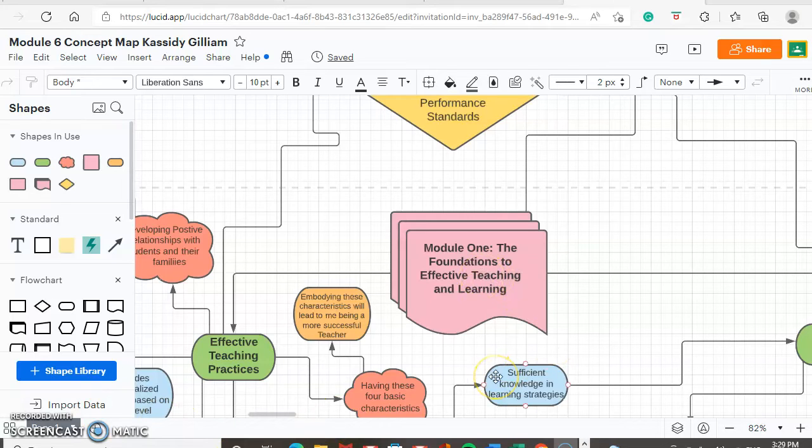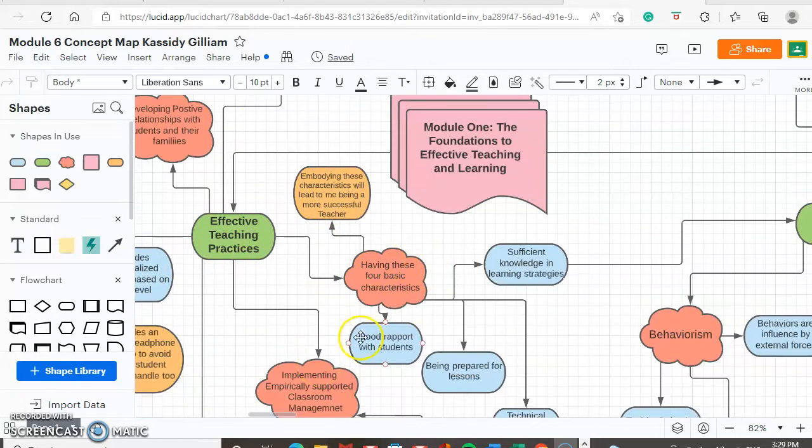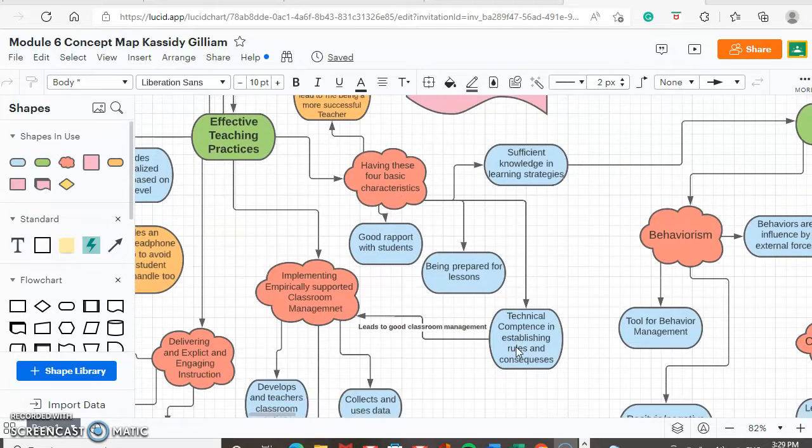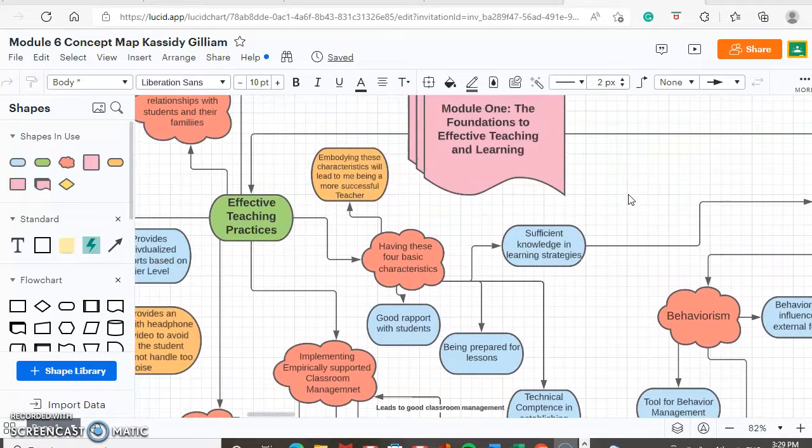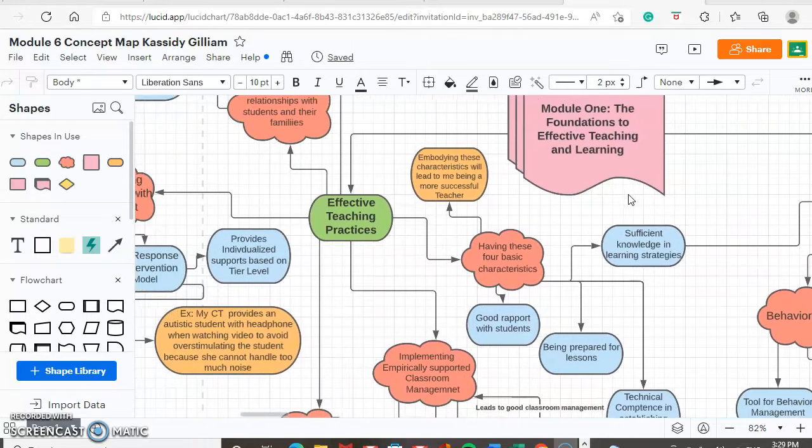Okay, so Module 1 discusses the foundations of effective teaching and learning. A big point in this is effective teaching practices. A way to have effective teaching practices is to embody 4 basic characteristics: having good rapport with students, being prepared for lessons, technical competence in establishing rules and consequences, and sufficient knowledge in learning strategies. And this information comes from the Smoothly Functioning Classroom article.